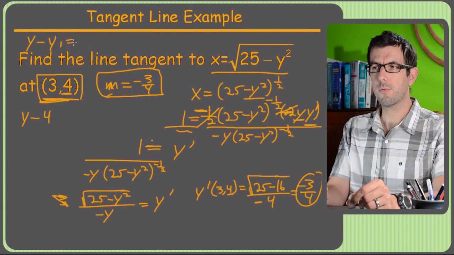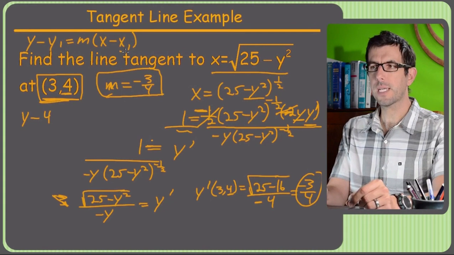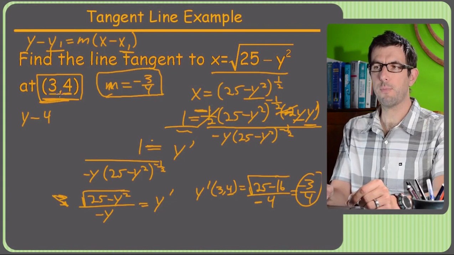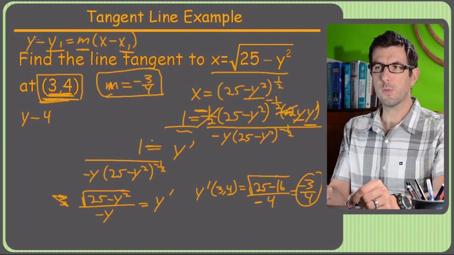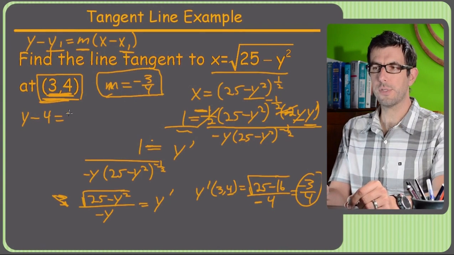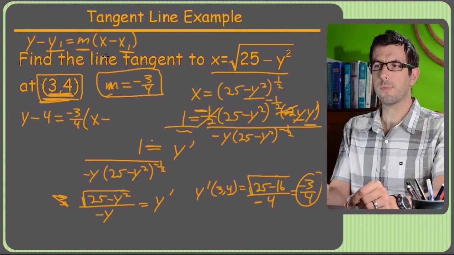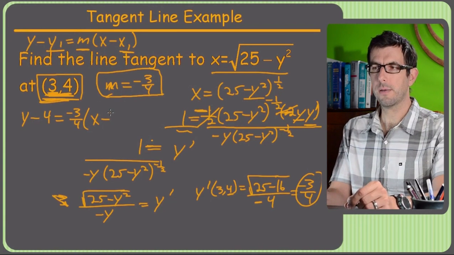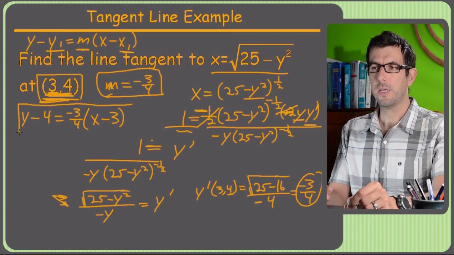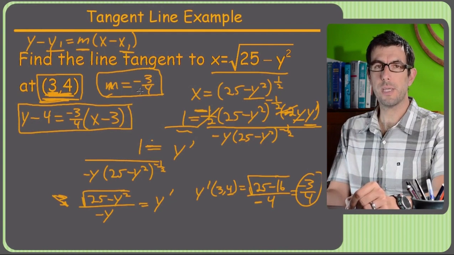y minus y1 equals m times x minus x1, where this x1 and y1 are just the x and y coordinates of the point we know, and then m is just slope. So that's why I'm plugging in. So it's y minus this 4 equals the slope I just got, which is negative 3/4, times x minus the x coordinate, which is 3. And I'm done. You could rearrange this into slope intercept if you wanted.